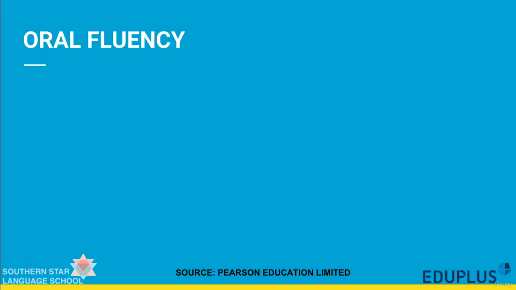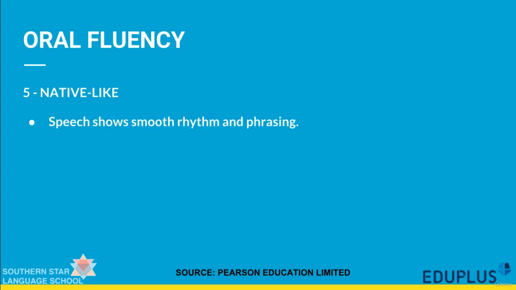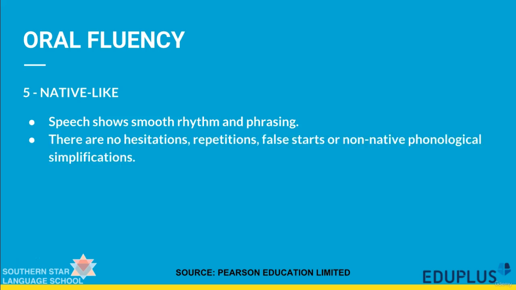And finally, a person will get 5 points for their oral fluency if they are native-like, where speech shows smooth rhythm and phrasing, where there are no hesitations, repetitions, false starts, or non-native phonological simplifications.